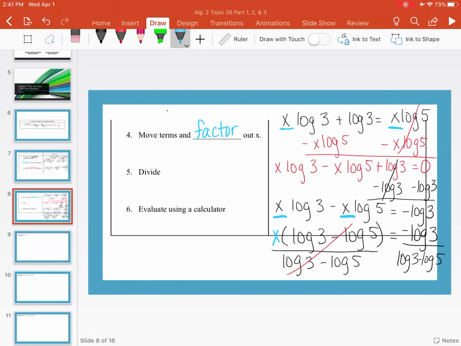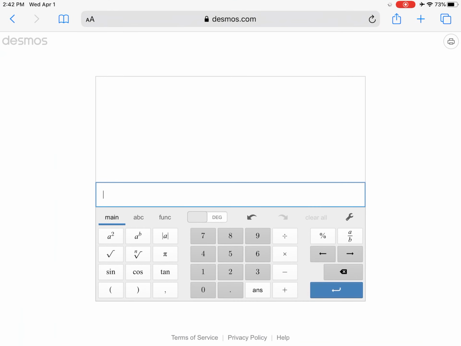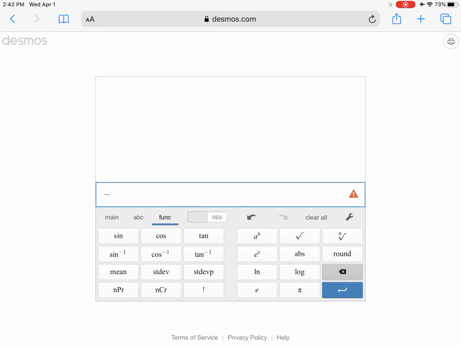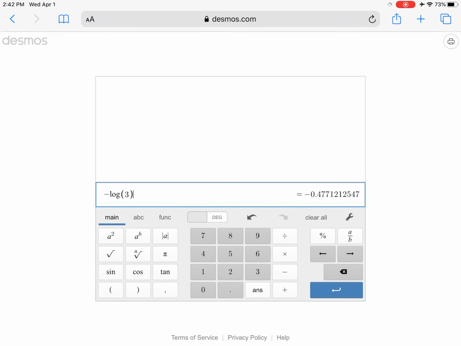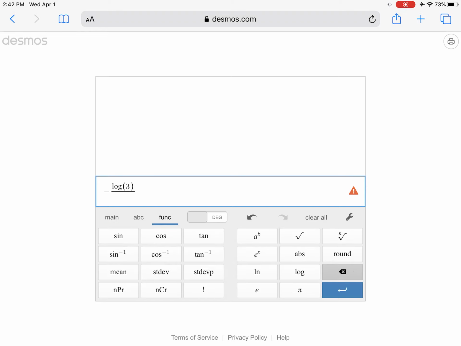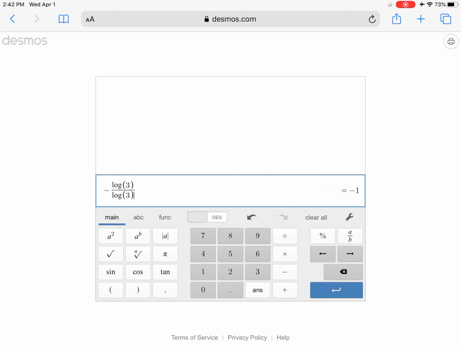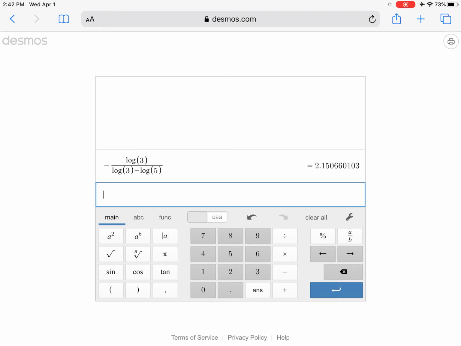And on the left side, we'll get x equals negative log of 3 divided by log of 3 minus log of 5. And here we can calculate using our calculator because they all have a base of 10 for the log. So I'm going to go to Desmos and plug in negative log of 3 divided by log of 3 minus log of 5.